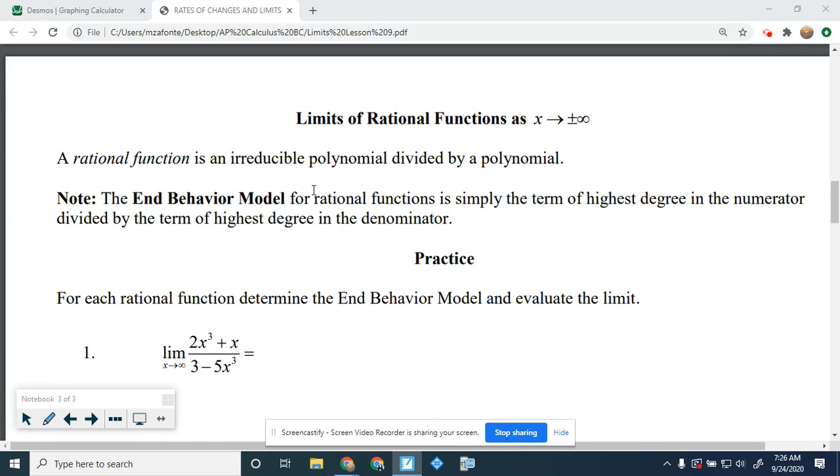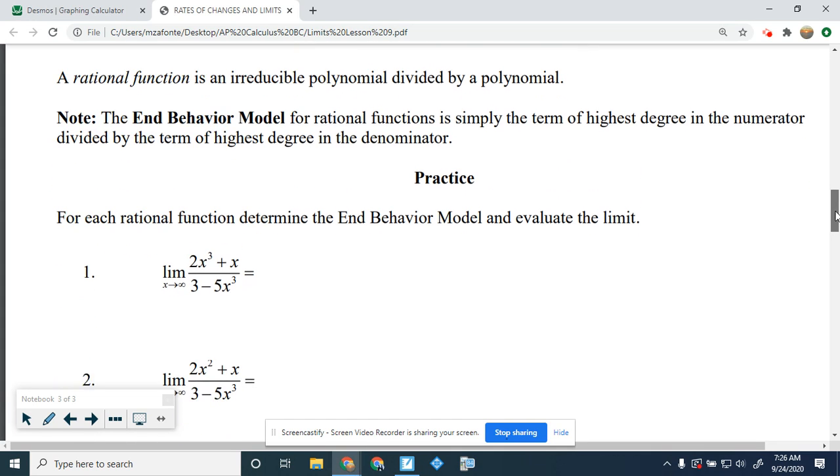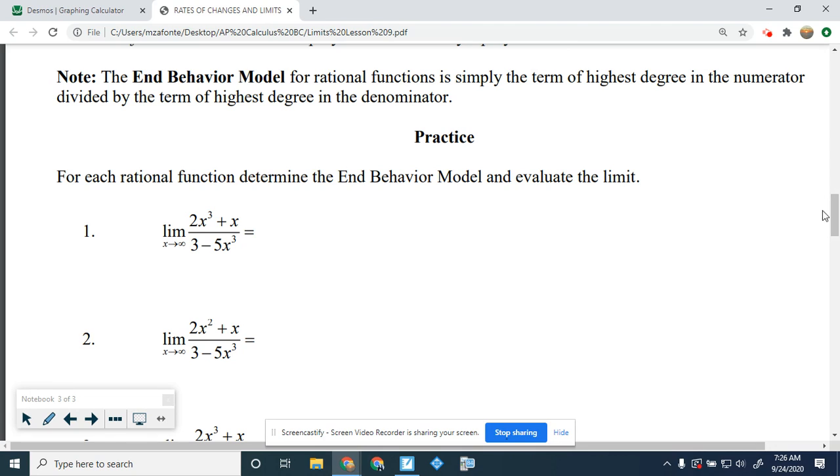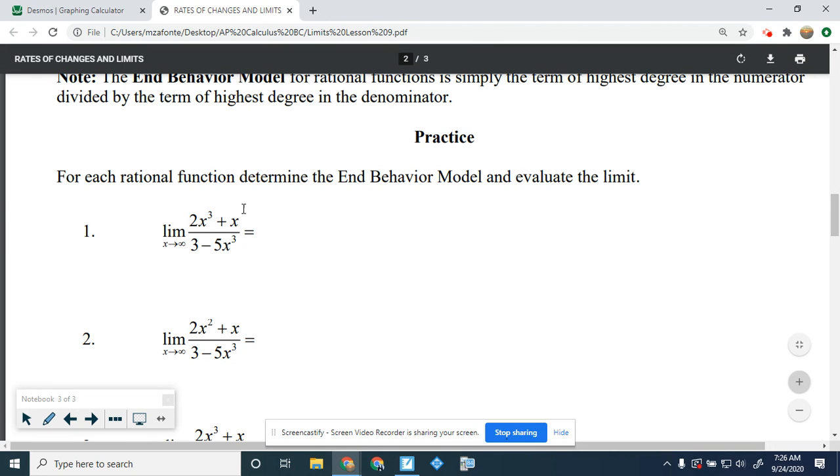If the end behavior model for a polynomial was the term of highest degree, well, it turns out the end behavior model for a rational function is just the term of highest degree divided by the term of highest degree. So it's the ratio of those two polynomials. Let's just get after it.